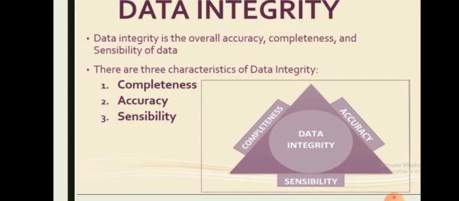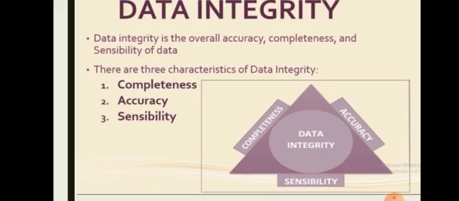Completeness means your data should be complete, accuracy means your data should be accurate, and sensibility means your data has to make sense. As I told you in the previous example, if I say you got 105 percent, that doesn't make any sense. But if I say you got 80 percent, it makes sense. So your data should be sensible as well. These are the rules of data integrity. Here you can see the definition: data integrity is the overall accuracy, completeness and sensibility of data.